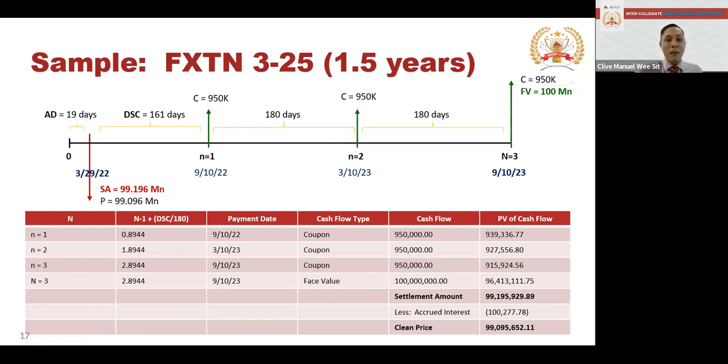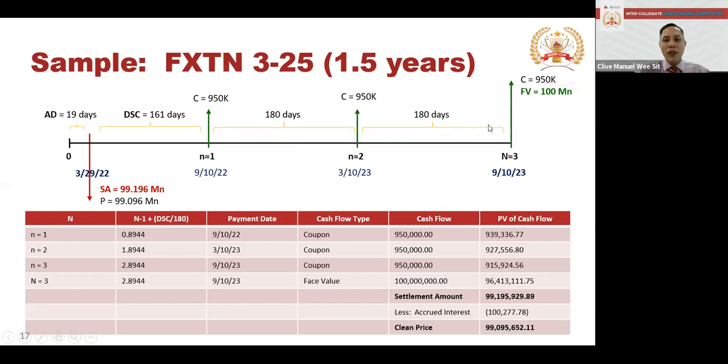However, we bought the bond on March 29, so our settlement date is March 29. Since March 10, 2022, the previous coupon date, is a previous cash flow, it is no longer relevant to the analysis. So what we're going to try to do today is find how much is the settlement amount that we have to pay for this bond today, and how much is the clean price.